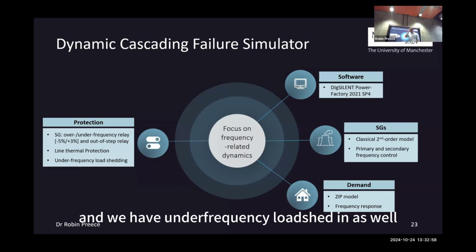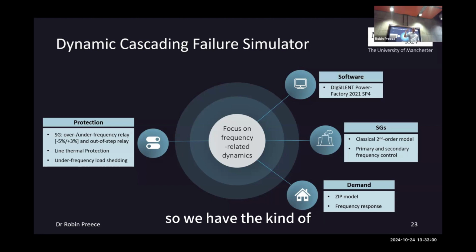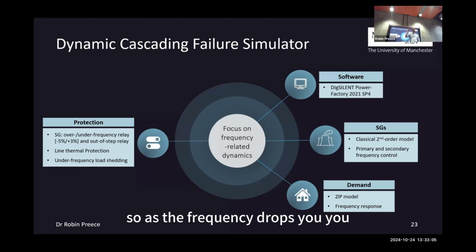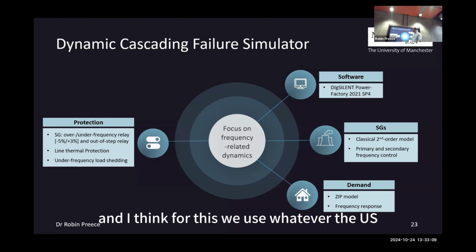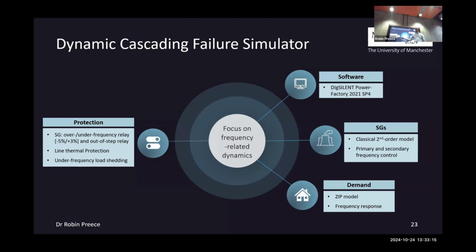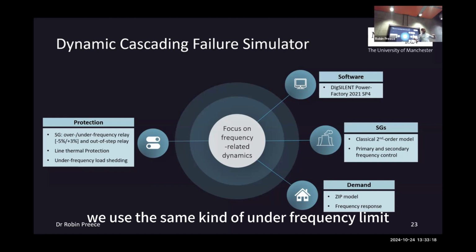And we have under frequency load shedding as well. So we have the kind of standard tiered under frequency load shedding. As the frequency drops, you disconnect your load in slices. And I think for this, we used whatever the US setup is. I can't remember off the top of my head, but we use the same kind of under frequency limit.